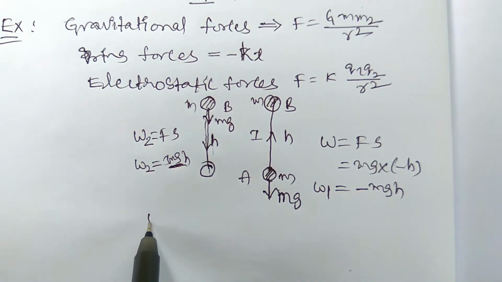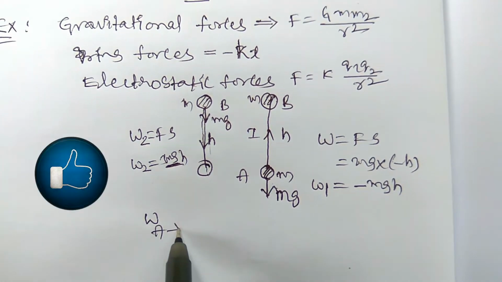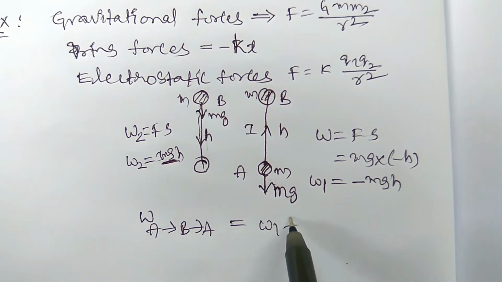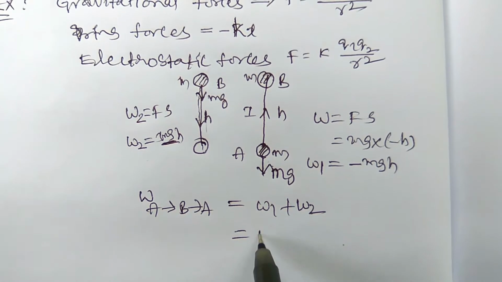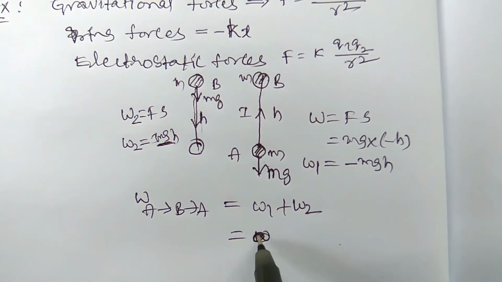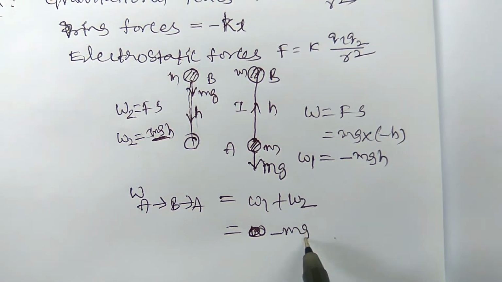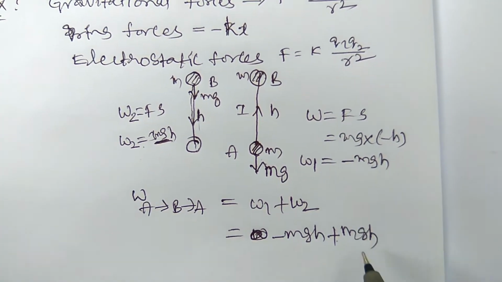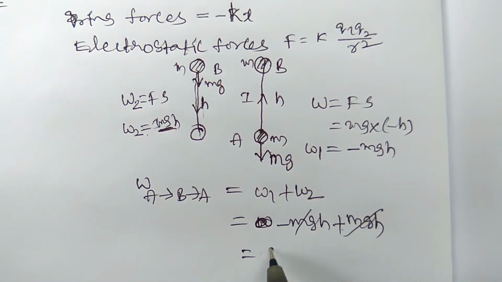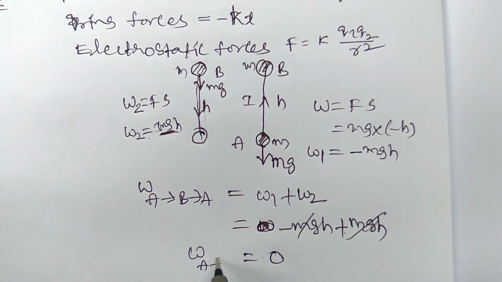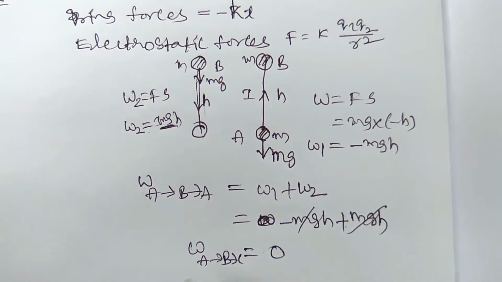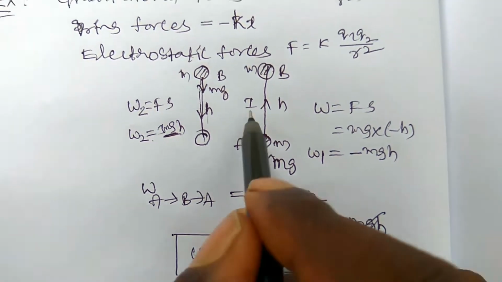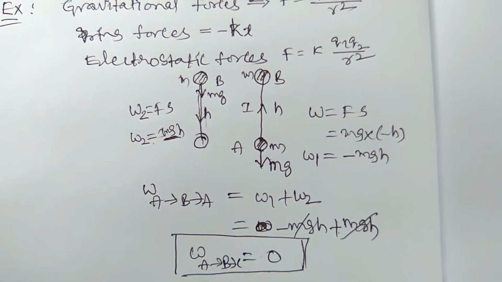So the net work done from A to B and B to A is equal to W1 plus W2. What is W1? Minus mgh. And what is W2? mgh. Right? So the net work done should be equal to 0. So here what I am saying is about the work done. This can also be called a closed path.